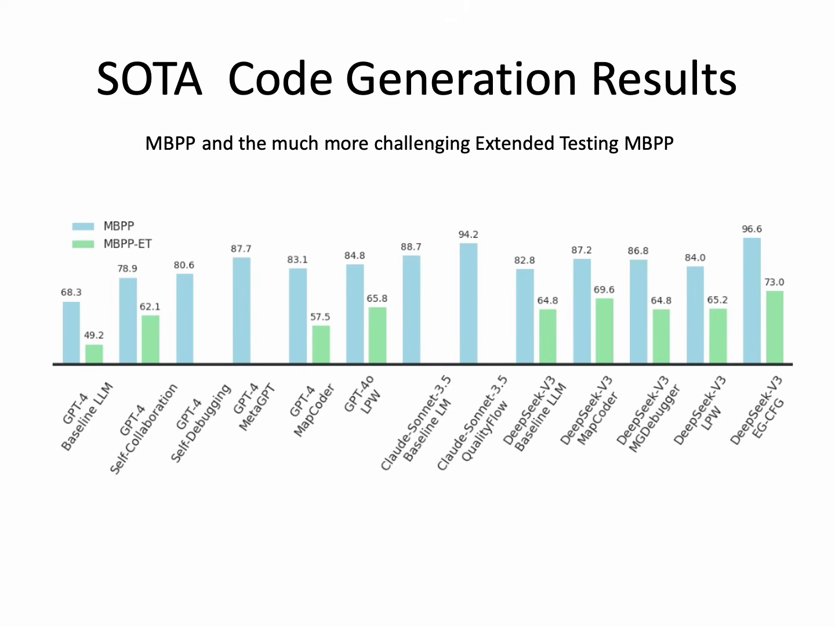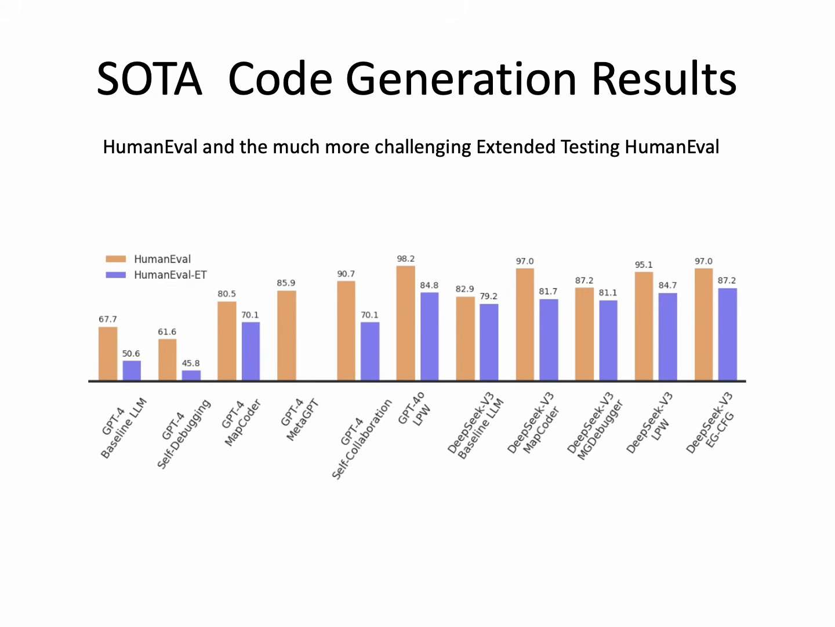On the MBPP benchmark, EG-CFG achieves 96.6% accuracy, setting a new state-of-the-art, and doing so with an open-source model. That's a major leap over previous methods, including those using GPT-4. It also performs exceptionally well on MBPPT, a tougher variant with extended and more challenging test cases, reaching 73%, far ahead of all baselines. On HumanEval, EG-CFG reaches 96.95% accuracy, positioning it among the top-performing systems.